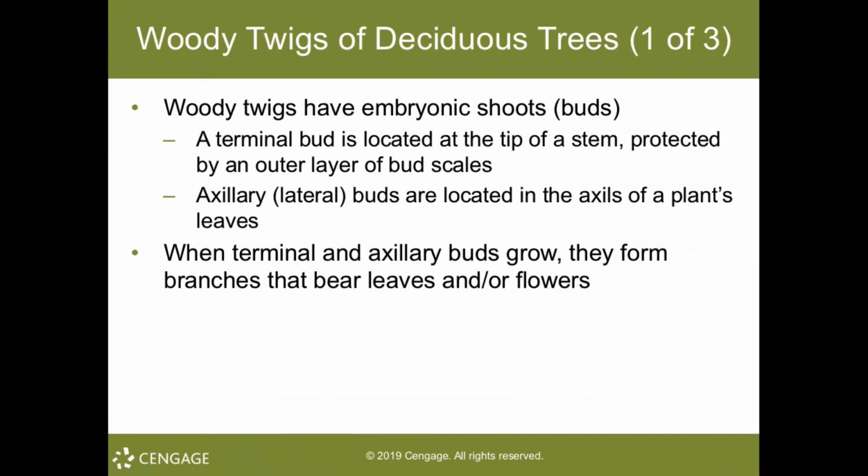So I'll get now back to the woody twig. Those twigs have buds, also known as embryonic shoots. The terminal bud is always going to be at the tip of that stem and protected by the outer bud scales. There also will be axillary or lateral buds, located at the axis of the plant's leaves. I said the location of the axillary bud is your key to determining leaf form. I repeat, that is your key to leaf form as far as it being simple or compound.